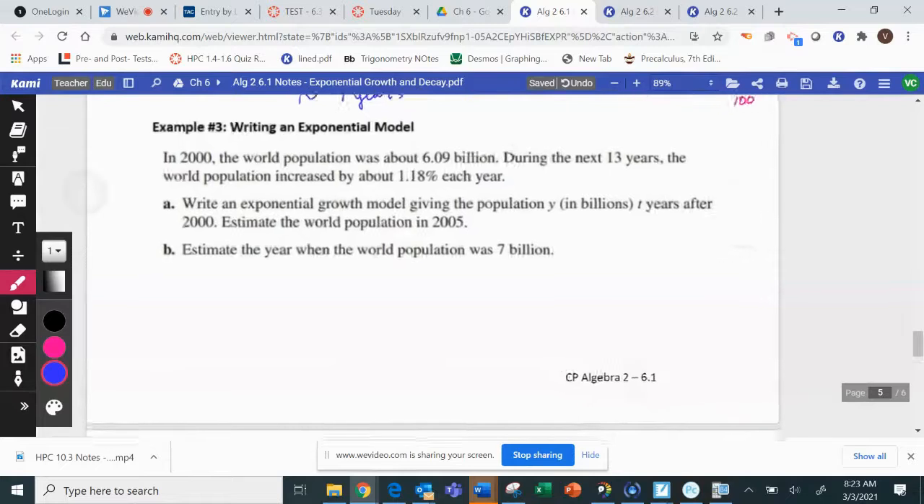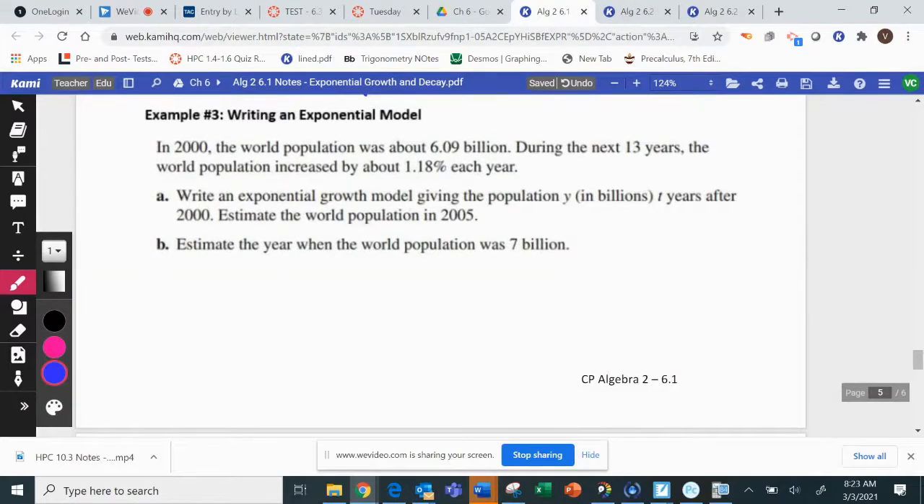All right, example number 3, we're going to write an exponential model. In the year 2000, the world population was about 6.09 billion. During the next 13 years, the world population increased by about 1.18% each year. Write an exponential growth model giving the population Y in billions T years after 2000. Estimate the world population in 2005.